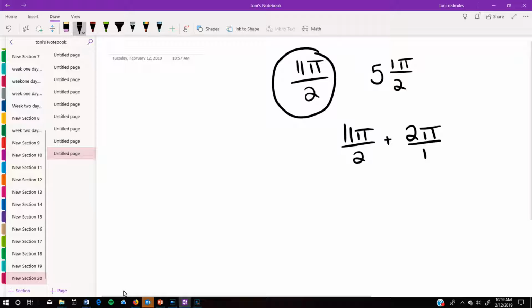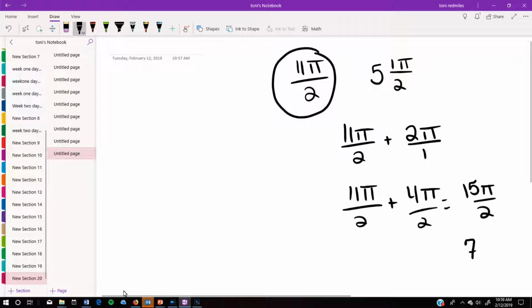So I put that over 1, find my common denominator, which is going to be 4 pi over 2, add them, I get 15 pi over 2. Just for context, I'm going to put that into a mixed number. So 7 1/2 pi. So I know I have 11 pi over 2. Another one would be 15 pi over 2.